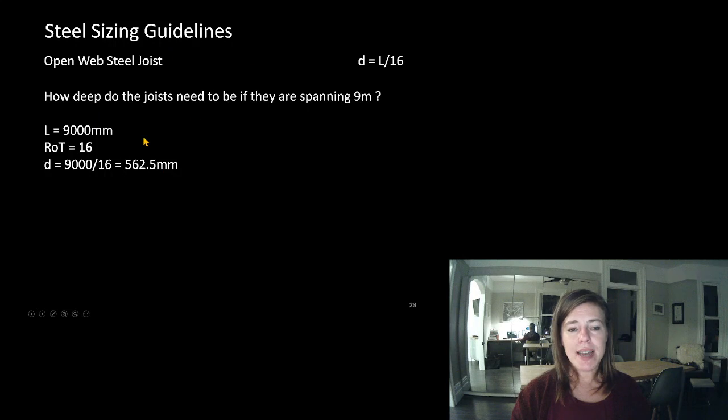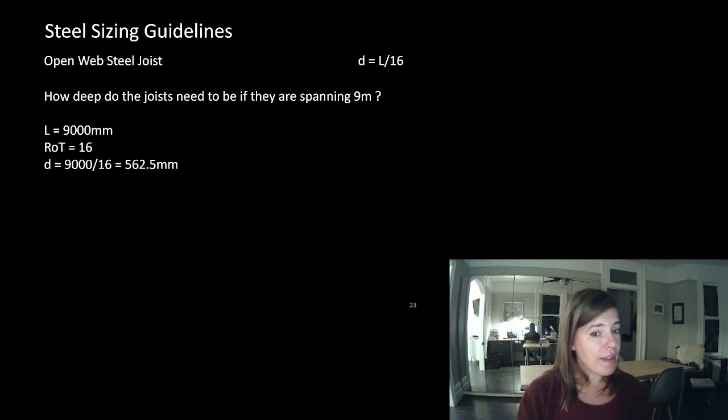Remember, this sizing guideline is telling us how deep something needs to be at least. If we have something deeper, that's good. Something shallower, not good. We could get a nasty surprise when we do the design. That means we should go with the next 2-inch increment upwards. So we should go with a 600 millimeter deep open web steel joist.